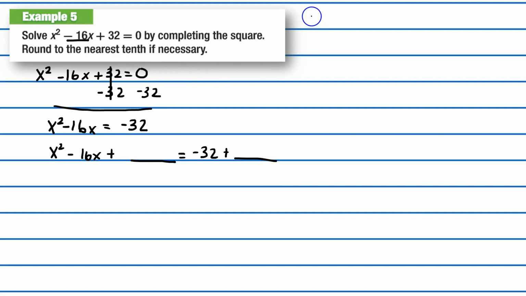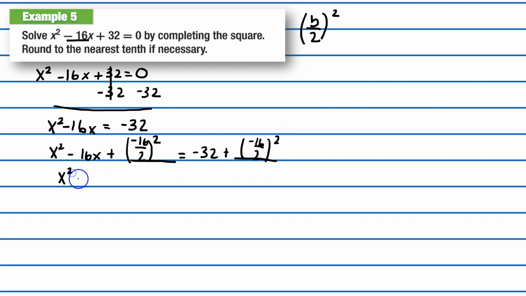We're going to use a little formula. So b divided by 2 is going to be squared. That's what we're going to be plugging in over here. So b in this case is negative 16. So negative 16 divided by 2, and that's going to be squared. And it's going to be the same thing on this side. Remember, whatever you do to one side, you must do to the other side.